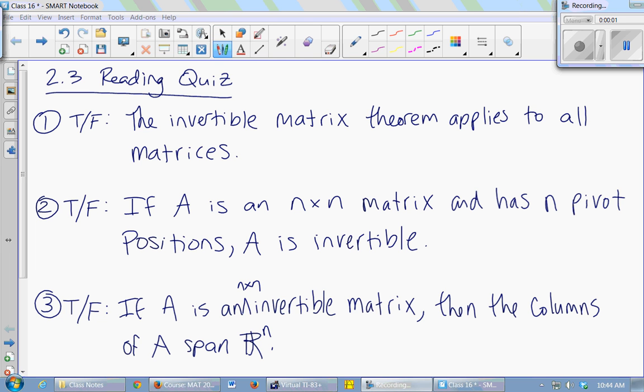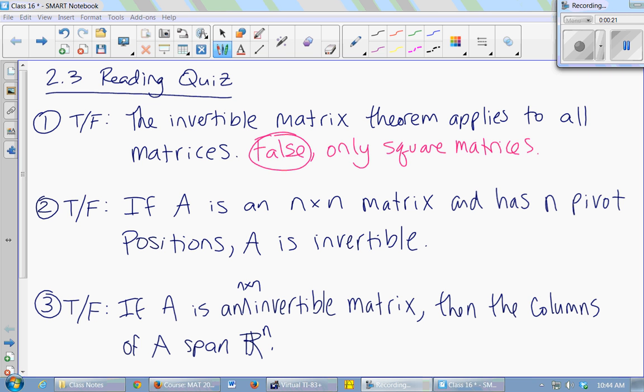False? The invertible matrix theorem applies to all matrices. False. What kind of matrices did it apply to? Only square matrices. Just false is fine.